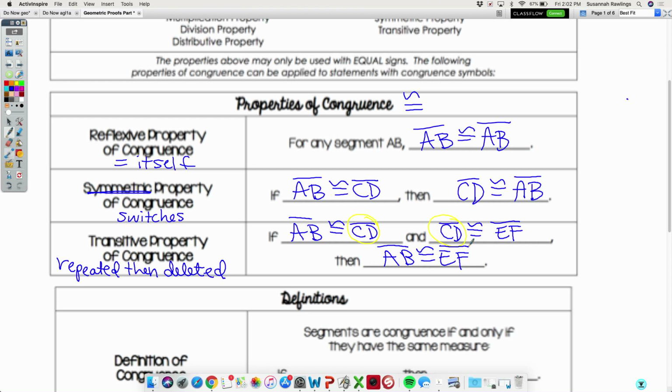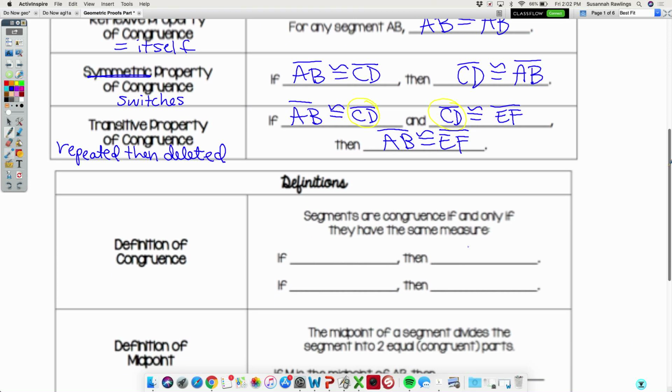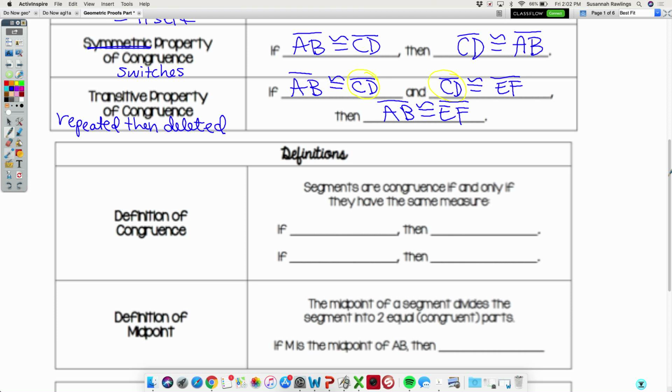All right, so those are our properties of congruence. Now, working on our definitions. Again, these should be a review. I'm going to leave it up there for you. Okay, so the definition of congruence. What does it mean to be congruent to something? Brianna? It's the same, right? Or equal to. So if I said AB was congruent to CD, I'm really just saying that they are equal to each other. So AB equals CD.